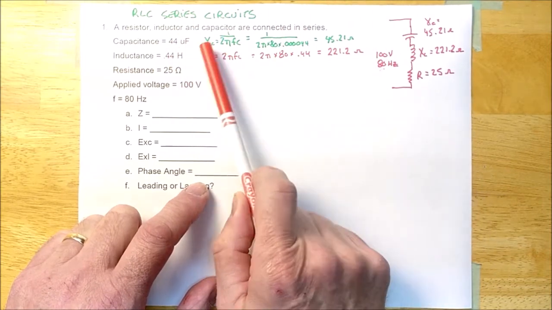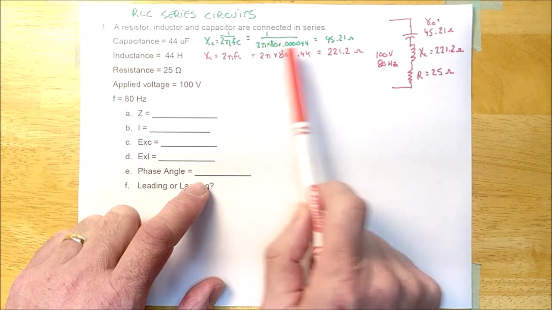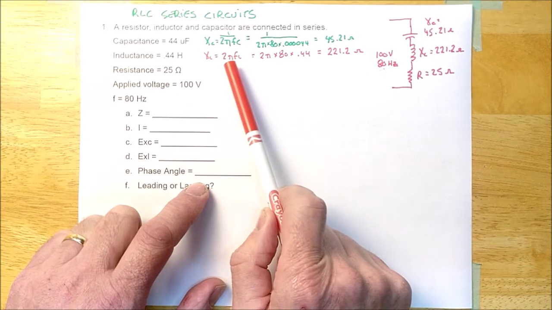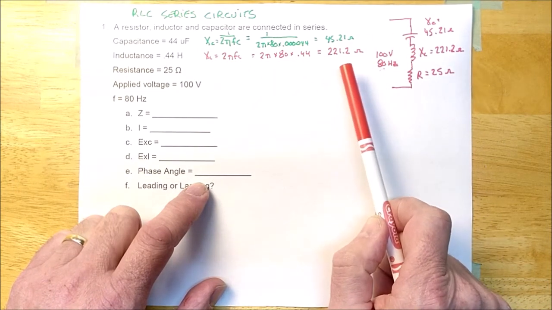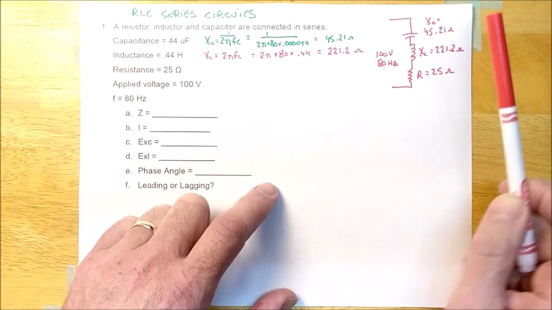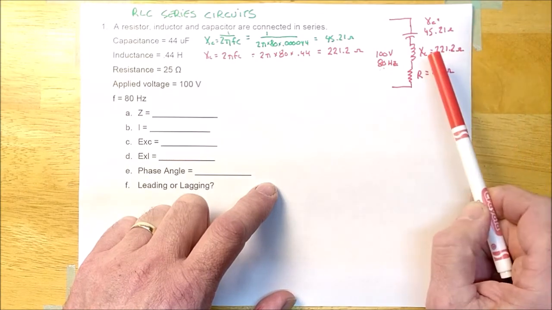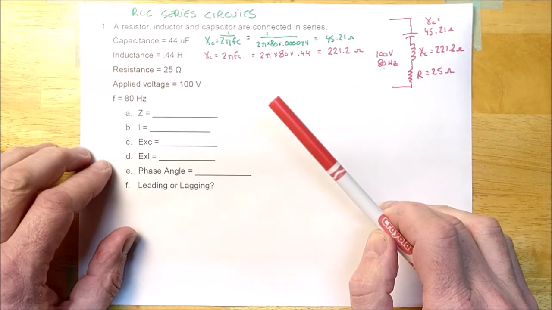So XC is equal to 1 over 2 pi FC, and I did that math, and it comes to 45.12 ohms. And XL is equal to 2 pi FL, and I did that math, comes to 221.2 ohms. And so what I end up with is this RLC series circuit right here. 45.21 is the capacitor, 221.2 is the inductor, 25 ohms is the resistor. So we're going to solve this.